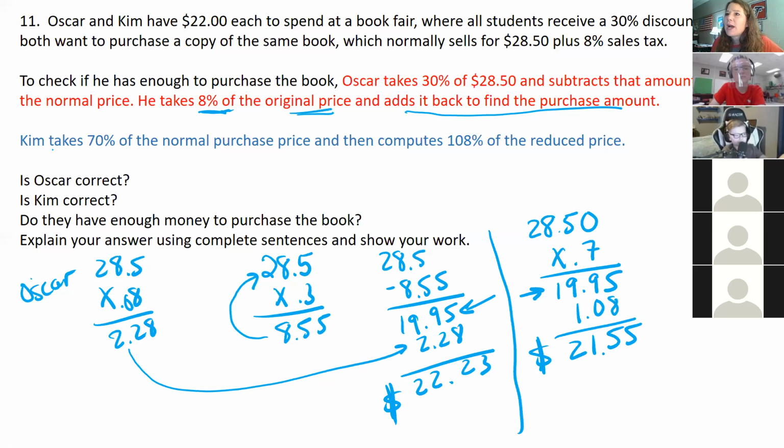All right, so who's right? Did we say that I only had 2 votes, right? Noah S. and Kevin says Kim. Oh, everyone's saying Kim now. Good. So Oscar is not right. Kim is right. So where did Oscar mess up? Noah agrees. Yes. Where did Oscar mess up?